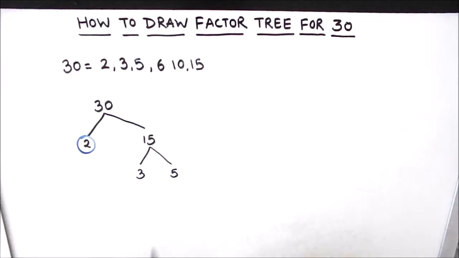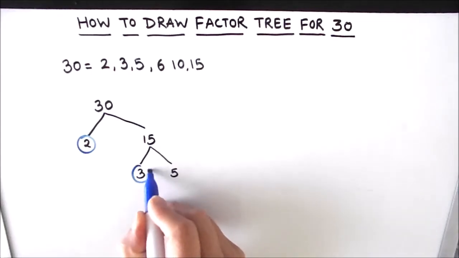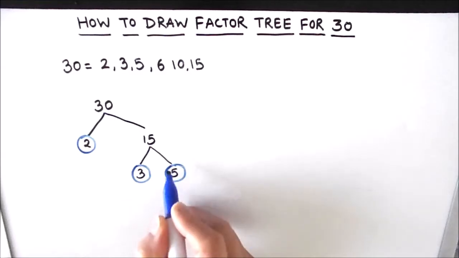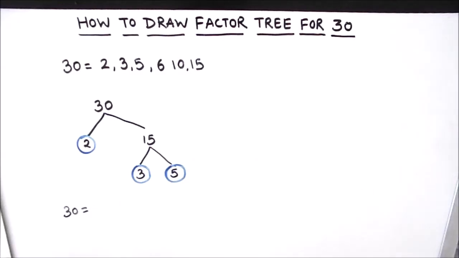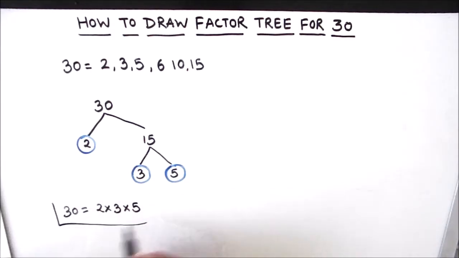And now we see that both the numbers 3 and 5 are prime numbers, so we are going to circle both the numbers. So the prime factors of 30 will be 2 times 3 times 5. These are the prime factors of 30. Now let's try to make all the factor trees for 30.